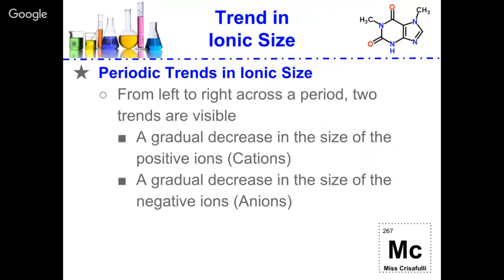For periodic trends in ionic size, from left to right across the period, two trends are going to be visible. There's going to be a gradual decrease in the size of the positive ion, and there's also going to be a gradual decrease in the size of the negative anion.